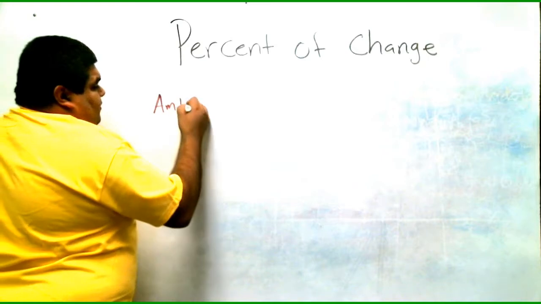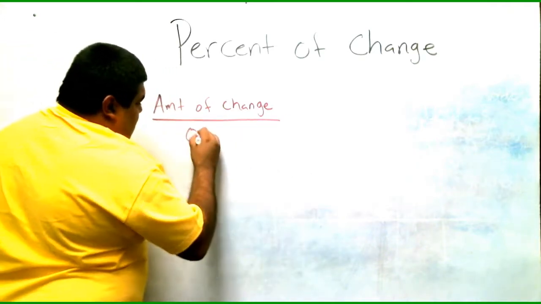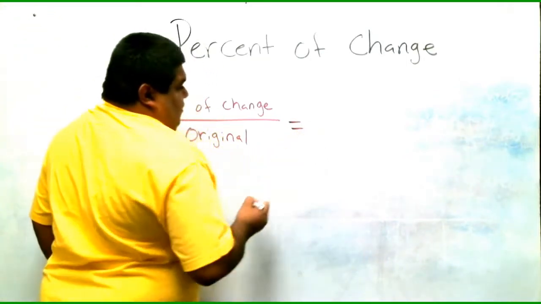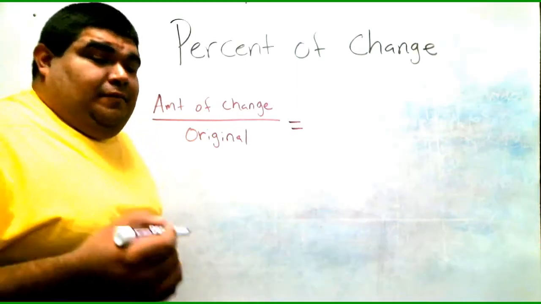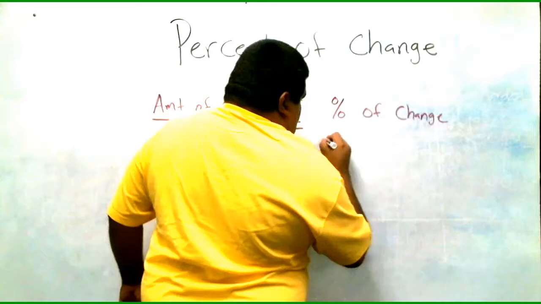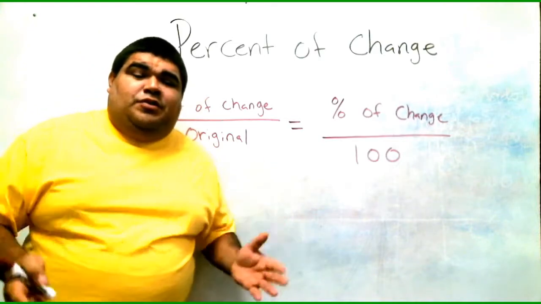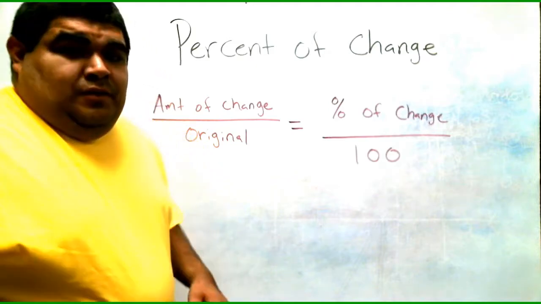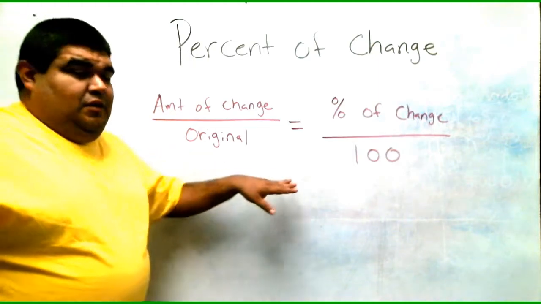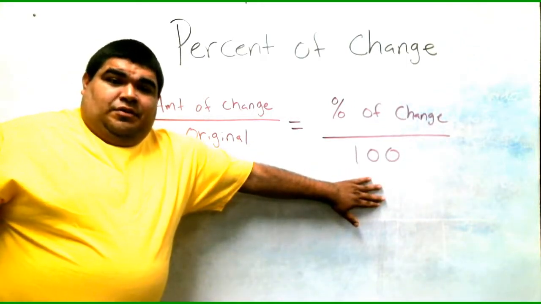So the formula is, we got another marker here. The amount of change over original equals percent of change over 100. Okay? The reason why 100 is because everything revolves over 100, a whole. Okay? So, notice that we have amount of change over original. This is the original price. Percent of change, the percentage we're looking for, which we don't know, and then 100, which gets overall.